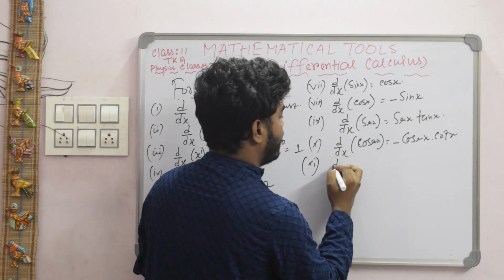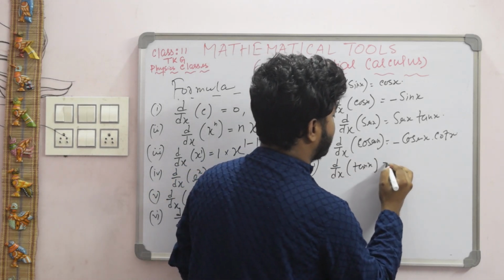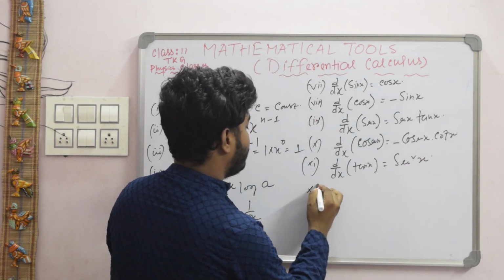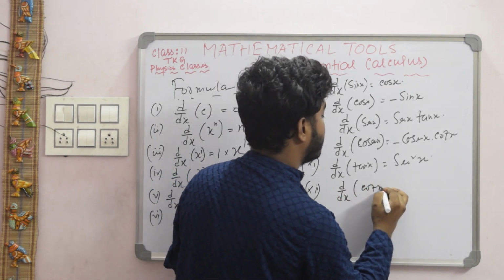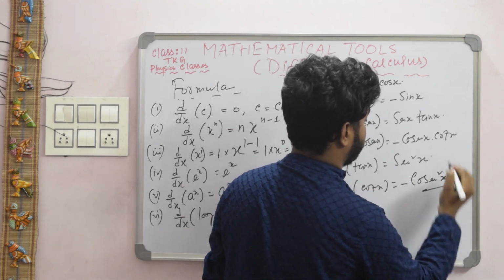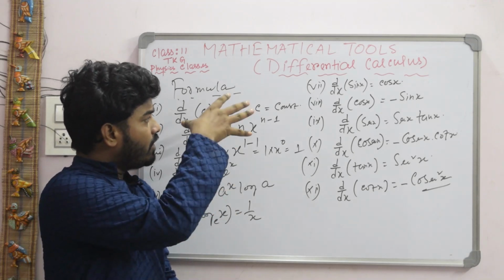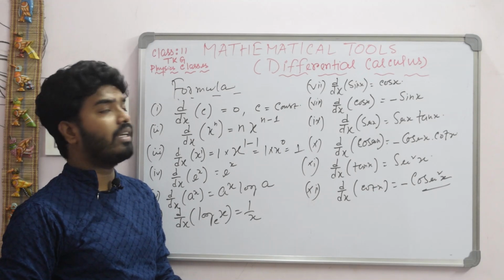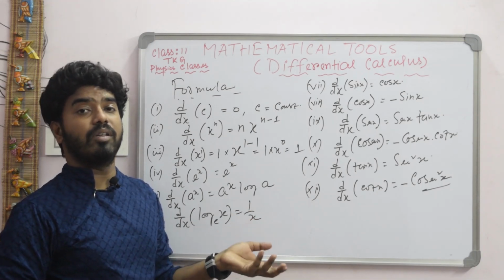11: d/dx of tan x, the answer is sec square x. 12: d/dx of cot x, the answer is minus cosec square x. Okay, so this is all about the basic formulas which are required in physics for solving instantaneous acceleration, instantaneous speed, instantaneous velocity, etc.